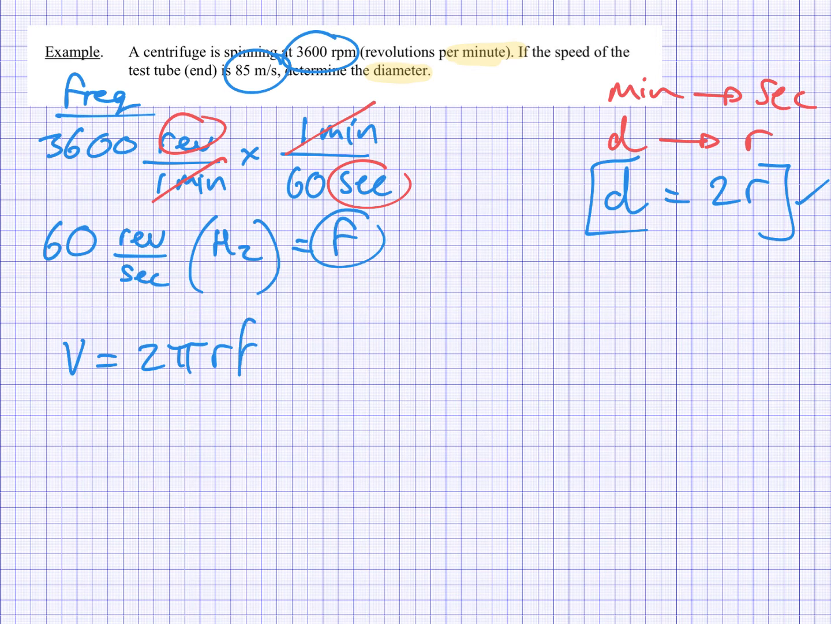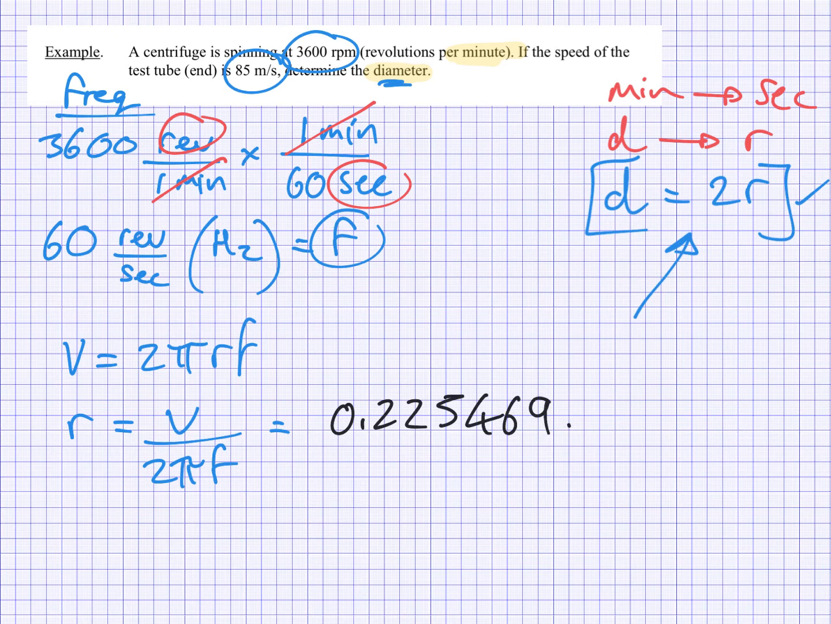So plugging the numbers in, I'm solving for r, noting that if I solve for r, I'm going to have to do an extra step to get to the diameter. So the r is equal to the speed divided by 2 pi f. Okay, and I can plug those values in, and I get the value of 0.22549 something. That's going to be meters.